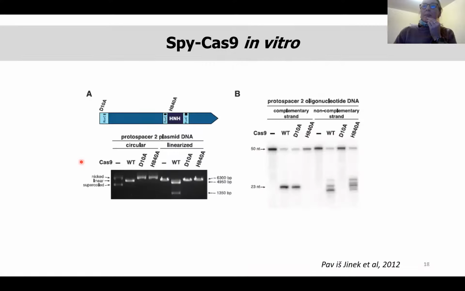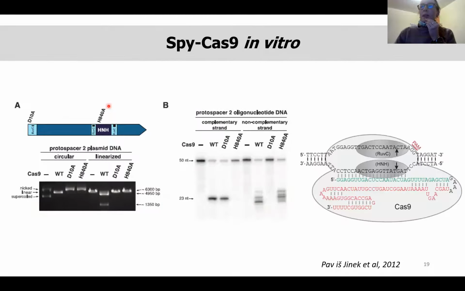And what else was done? Cas9 has two active sites, the RuvC domain and the HNH domain. The scientists mutated these domains, and it turned out that if you mutate either domain, you get a nickase, a protein that nicks a single strand of DNA.